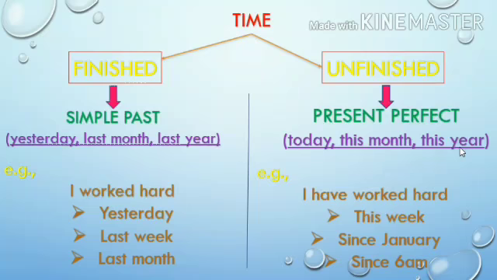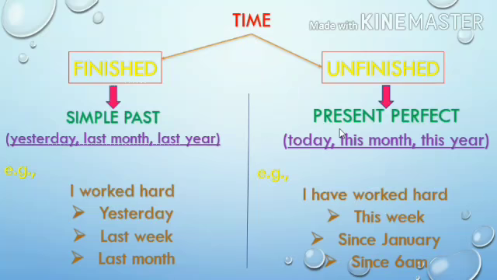Unfinished time could be, for example, today. Today is still going on, right? It's not over. This year, this month is still going on. It's not finished. So what we have to keep in mind is that when we are talking about finished times, we need to use the simple past. And when we are talking about unfinished times, we should use present perfect.